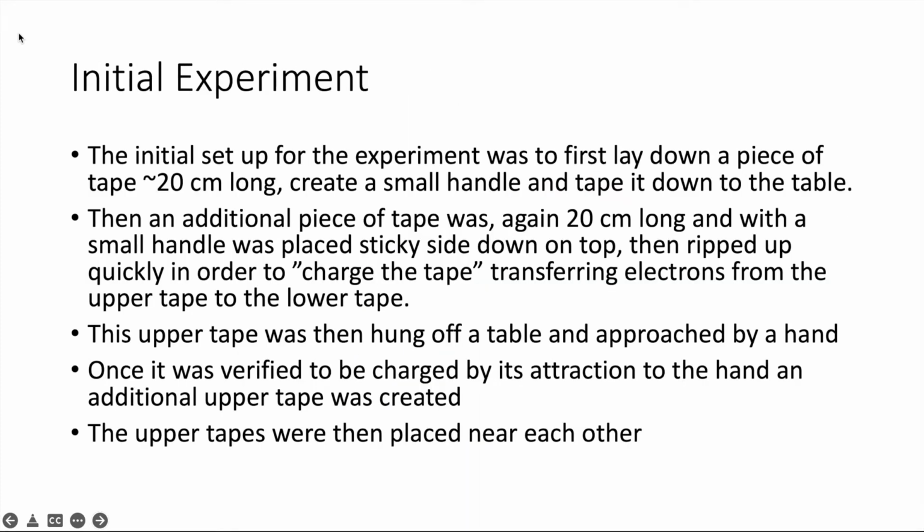The initial setup for the experiment was to charge a piece of tape by first laying down a base layer of tape about 20 centimeters long, and then placing an additional piece of tape sticky side down and ripping it up in order to transfer electrons. This was then approached by a hand to verify it was charged. Then additional tape was created and the pieces were placed near each other.